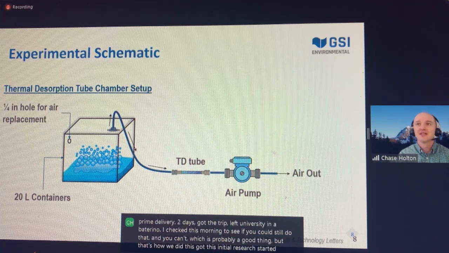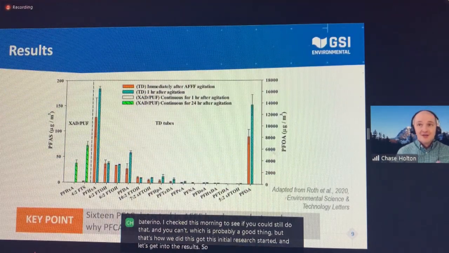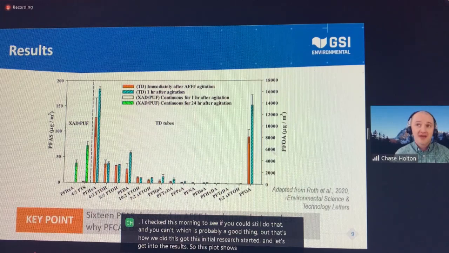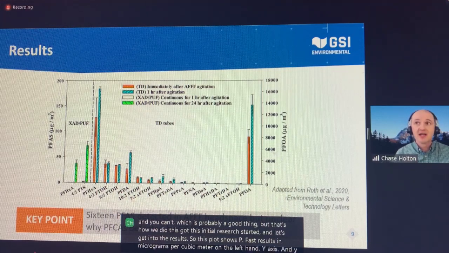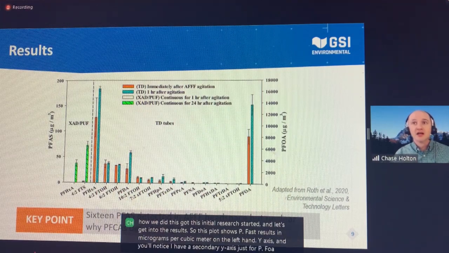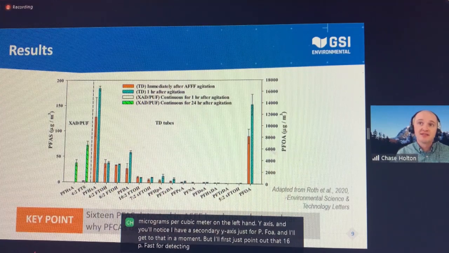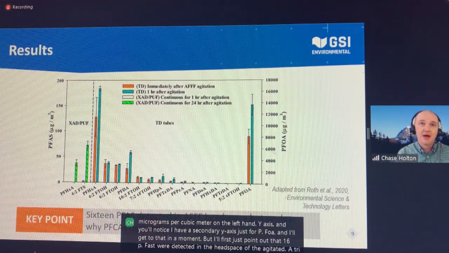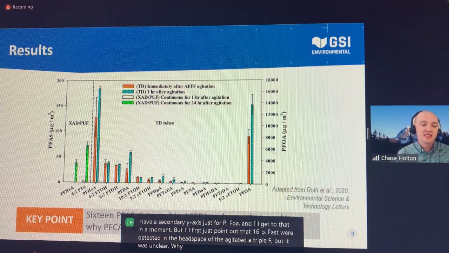And let's get into the results. This plot shows PFAS results in micrograms per cubic meter on the left-hand y-axis. You'll notice I have a secondary y-axis just for PFOA, and I'll get to that in a moment. But I'll first point out that 16 PFAS were detected in the headspace of the agitated AFFF, but it was unclear why we were seeing these carboxylic acids like PFOA.